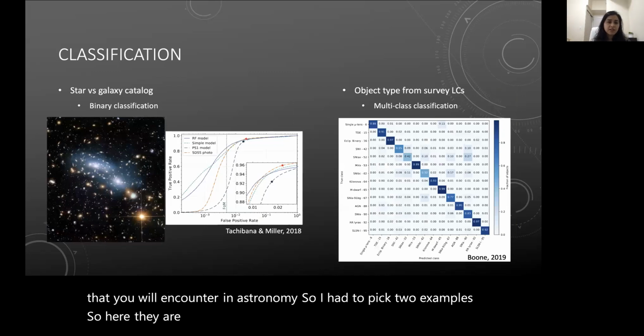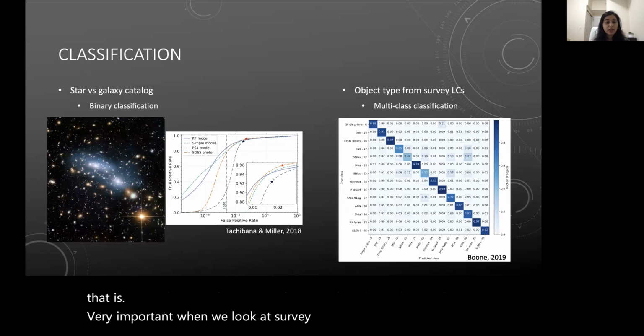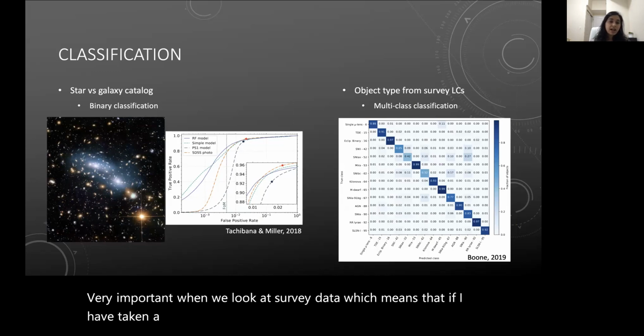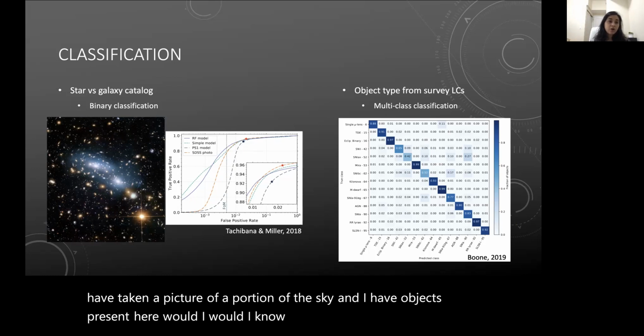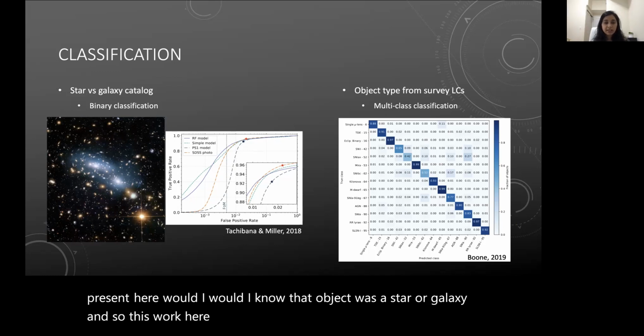On the left here is a type of problem that is very important when we look at survey data. If I have taken a picture of a portion of the sky and I have objects present here, would I know if that object was a star or a galaxy? This work tries to establish a star galaxy catalog by doing this type of discrimination.